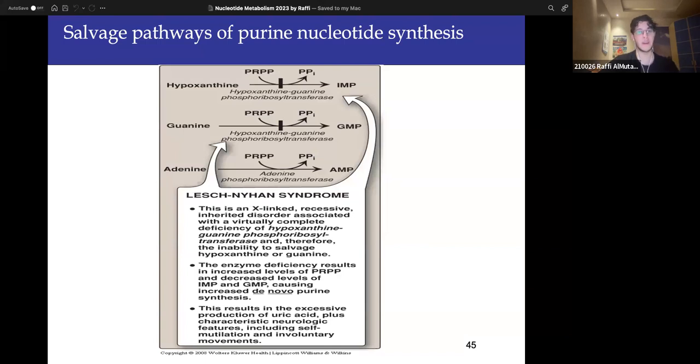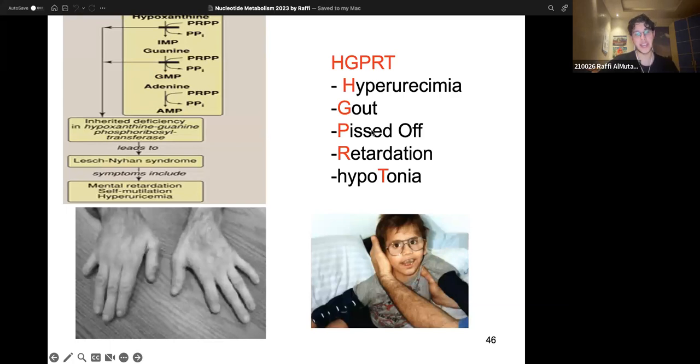There is a mnemonic to remember it. HGPRT also tells you the symptoms: H for hyperuricemia, G for gout, P for pissed off, R for retardation, as in mental retardation, and T for tone decrease, as in hypotonia. Again, the characteristic is that they're mutilating themselves. They're biting their fingers off, or they're biting their lips off. It's really bad. Here's a picture of this. You can literally see they're mutilating their fingers. It's a very bad disease to have, and it's quite scary.